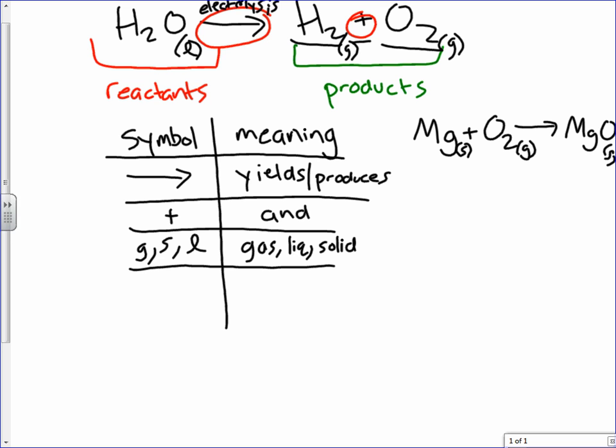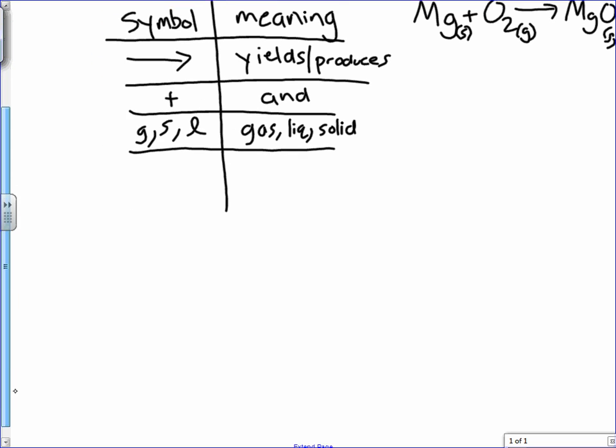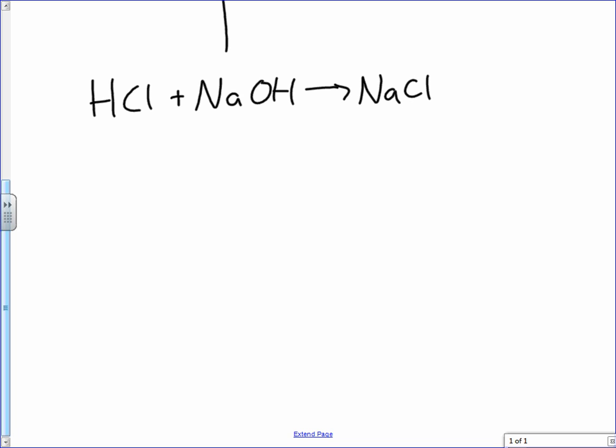The other one you might see, let's do another reaction here. Let's say we have hydrochloric acid reacting with sodium hydroxide to form table salt and water. The hydrochloric acid that you would be using in the lab is not pure hydrochloric acid. It's diluted, which means it's really just dissolved in water. In chemistry, when it's dissolved in water, we call it aqueous.